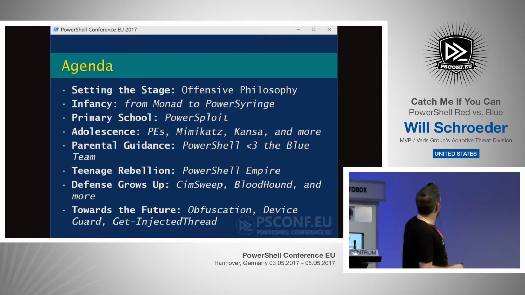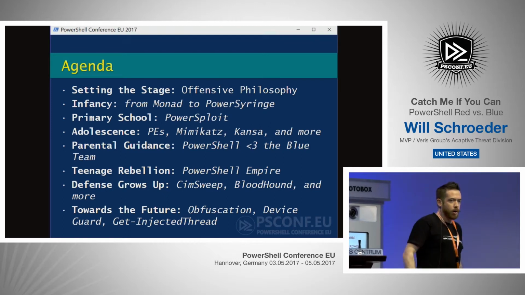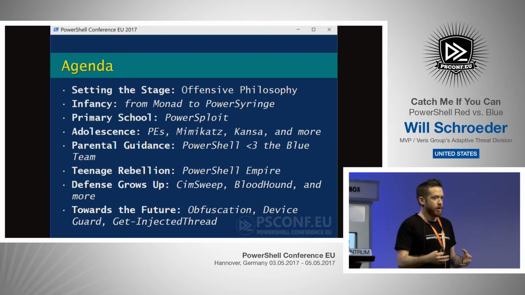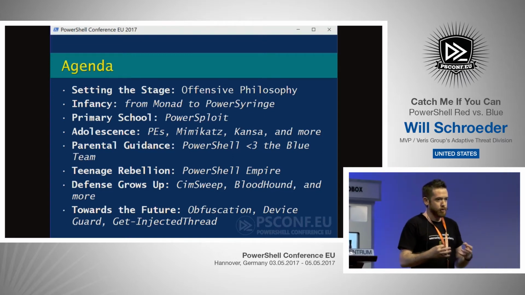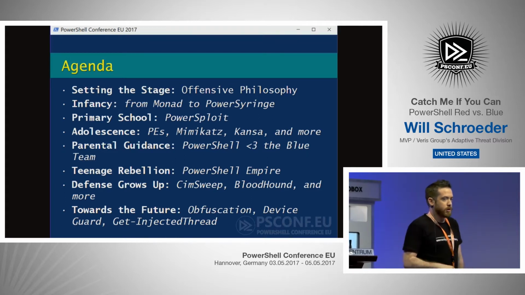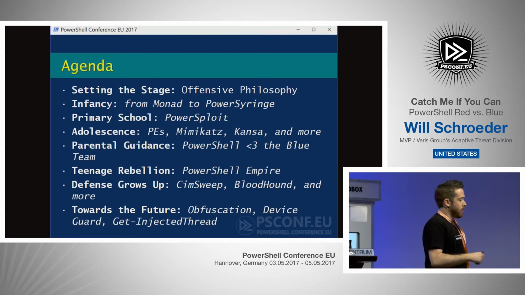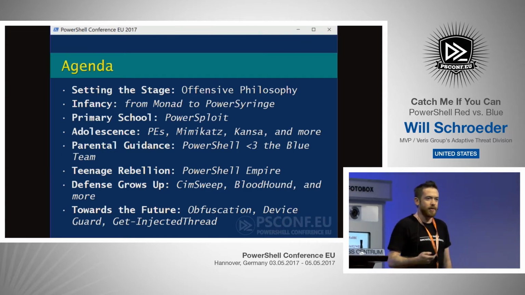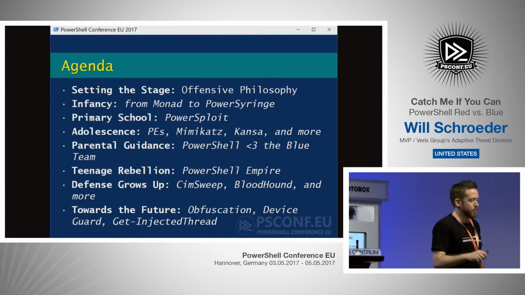So what I'm going to be going over, setting the stage, a little bit of our offensive approach, the infancy of PowerShell and the offensive side. A lot of this was written and pushed by Matt Graber, who I'll talk about in a little bit. PowerSyringe was the precursor to PowerSploit. As it starts to grow up, Invoke-Mimikatz, Invoke-ReflectivePEInjection, Invoke-Shellcode, all the really bad stuff that attackers started repurposing.